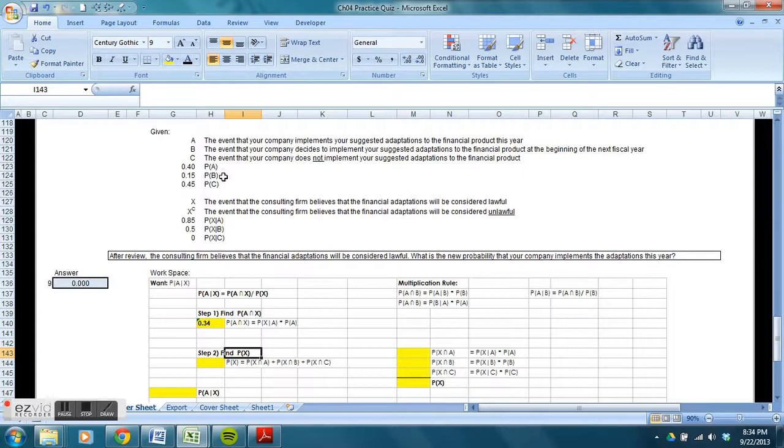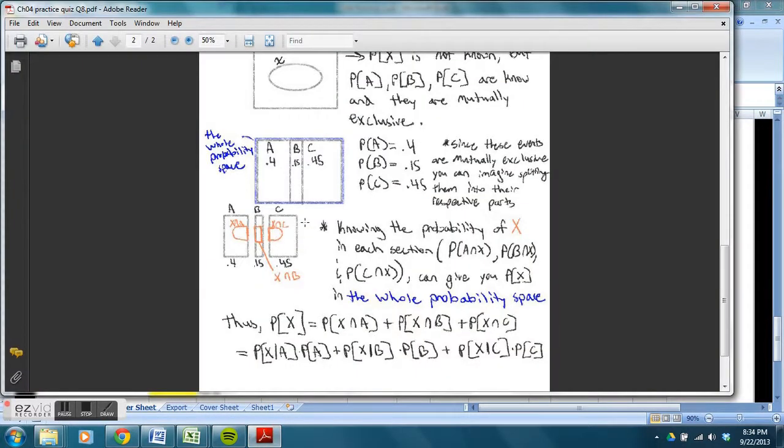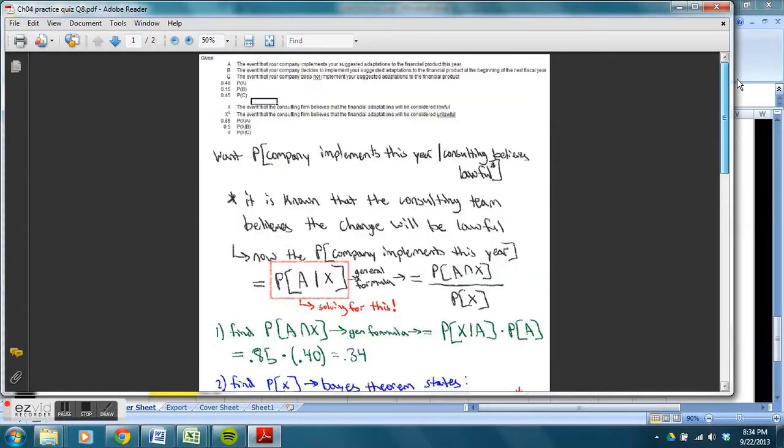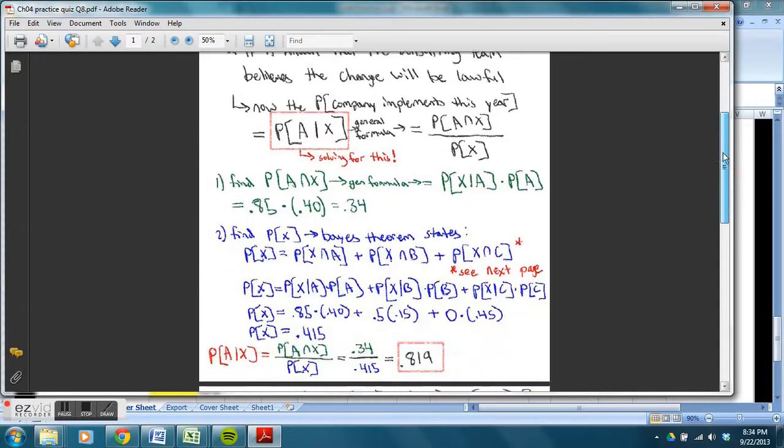what the probability of A and B and C are, and we can solve for the probability of X intersect A, X intersect B, and X intersect C. And since A, B, and C are all mutually exclusive parts, we can just sum them together and get the probability of X. I have a PDF document that's posted, and it can help you. I solved this by hand with a written explanation, and so that can help you figure this out.